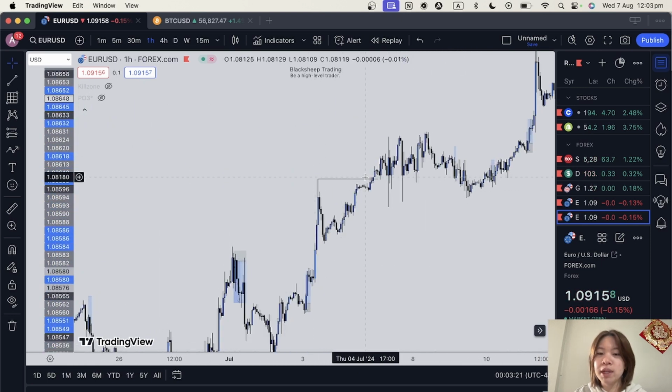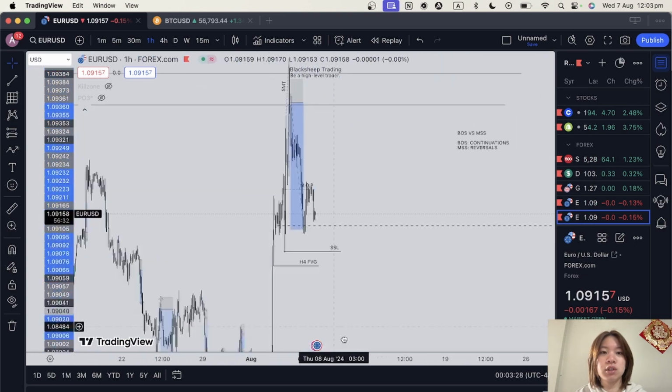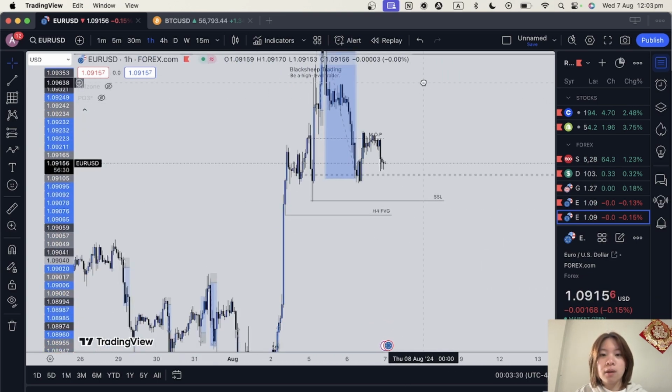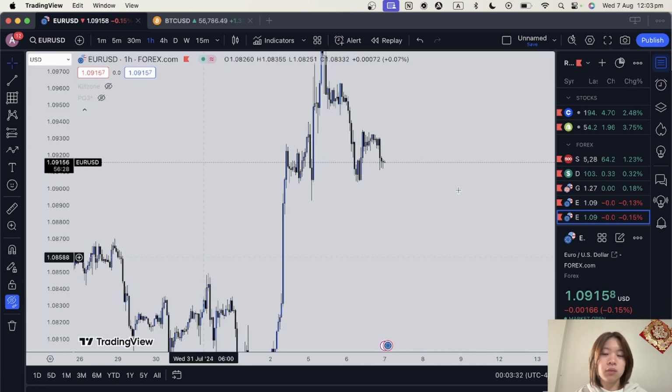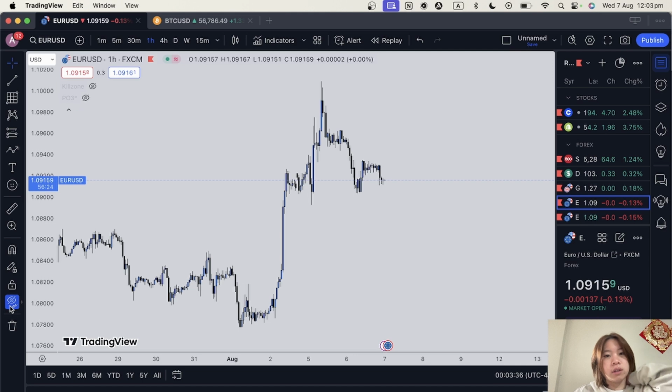I don't have bar replay, so I can't really go into that. So we'll just look at the markets right now, and we'll just see whether we're breaking structure or whether we're in a market structure shift right now. So let's go into a cleaner chart actually, so I can start drawing again.